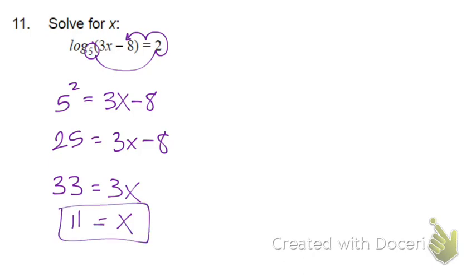Remember, with logarithmic functions, it is important that you check to make sure it works in the equation. So if I plug 11 back in up here, 3 times 11 is 33, minus 8 is 25. That's a positive number, so we're good to go. You're not allowed to have negatives inside of logarithms. All right, questions on 11 before we move to 12? Beautiful. Here's number 12.